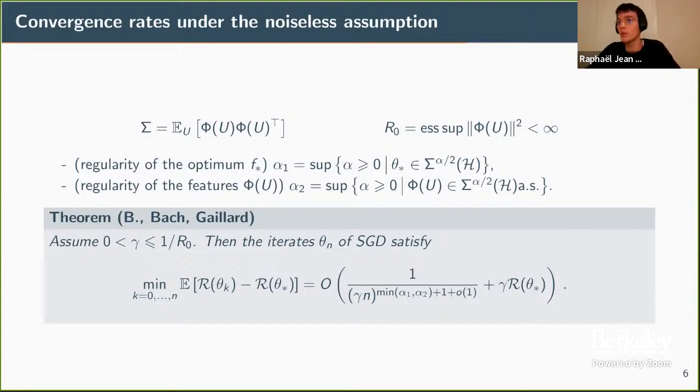But now, first, because we don't take decaying step sizes, we expect at some point SGD to take a random walk around the optimum. And so this is the term on the right. The excess risk in this regime will be proportional to the step size that you have chosen and proportional to the risk of the optimal predictor. And before that, you will have a polynomial decay, and the rate will be the minimum of the two regularities plus one. So one of the two regularities will be a bottleneck for the fast convergence of the algorithm.